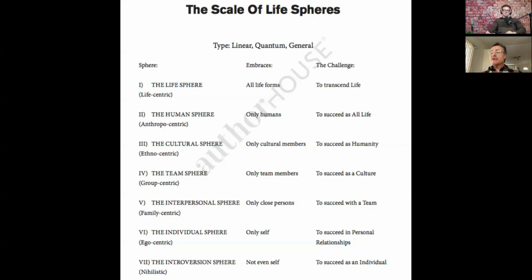When you get up to 5, now it expands to include mom and dad or whoever else you're close to. Now, when you get up to 4, the team sphere, now it includes the team, your little league team, your football team, or let's say you're a policeman. Everybody in your precinct is part of your team. Or if you're a fireman, all the members in the firehouse are part of your team. So you can embrace the team. You can play as a team. The idea of a team player. So still, you're limited to the team.